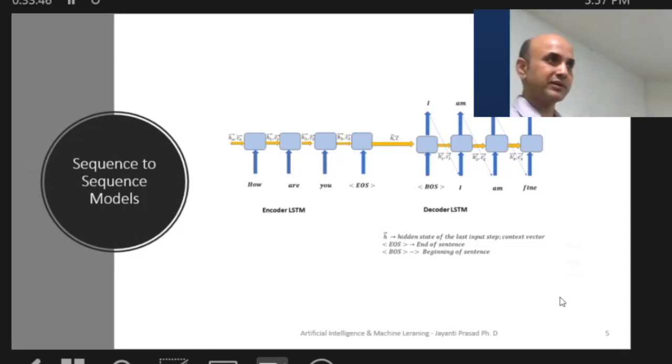We keep doing this and then it produces the full sentence, the translation, at the end. So that is how this works. Now there are two phases. One is the training part and one is the inference part.